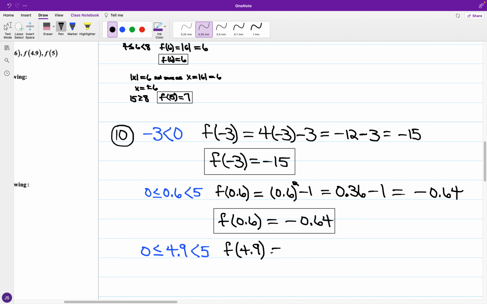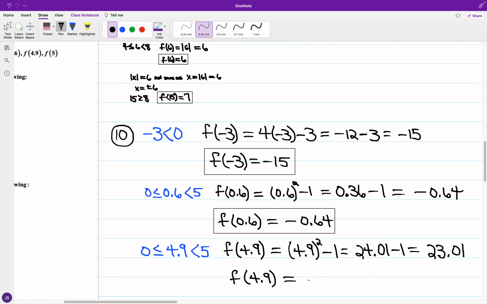So looking at the numbers, you have f of 4.9. This would be 4.9 squared minus 1. 4.9 squared would be 4.9 times itself, so you have 24.01. And taking 1 away from that, we have 23.01. So we have f of 4.9 is equal to 23.01.